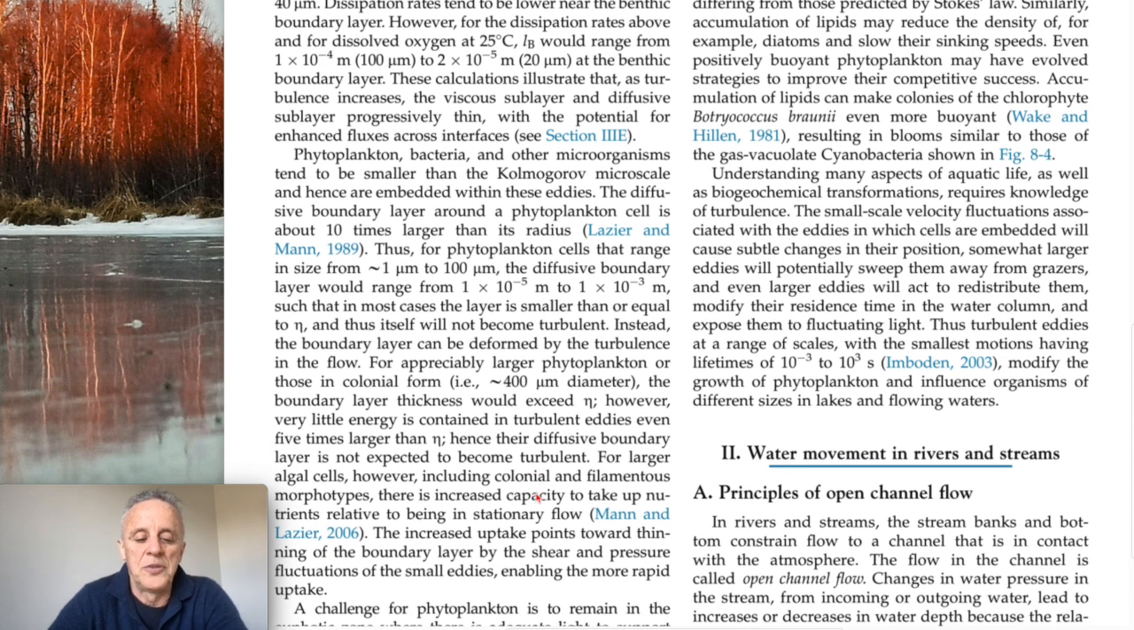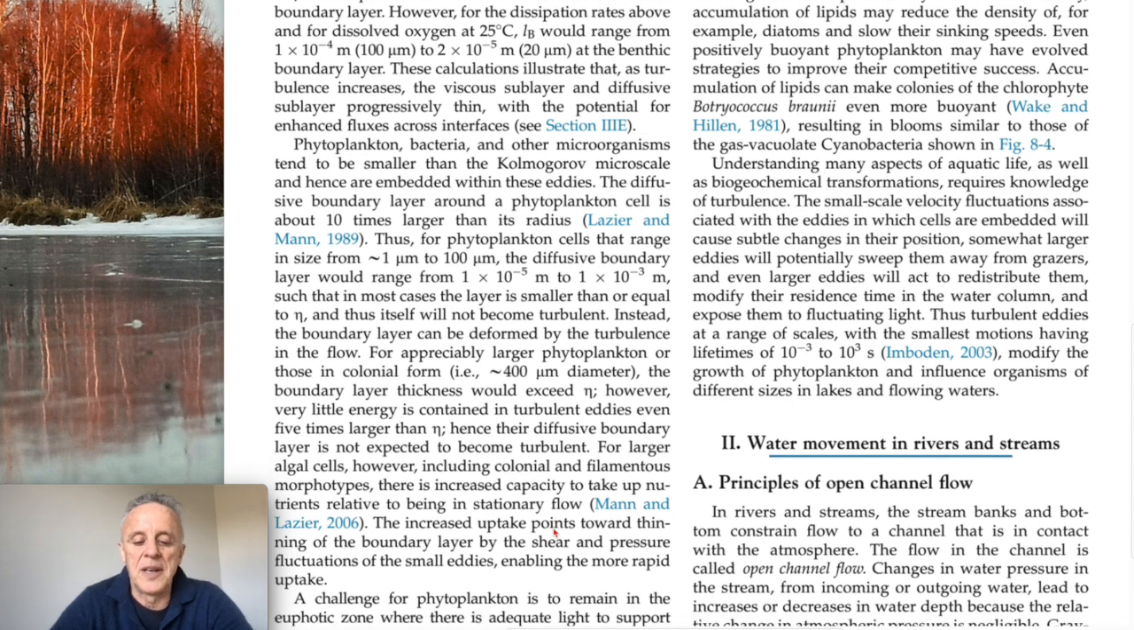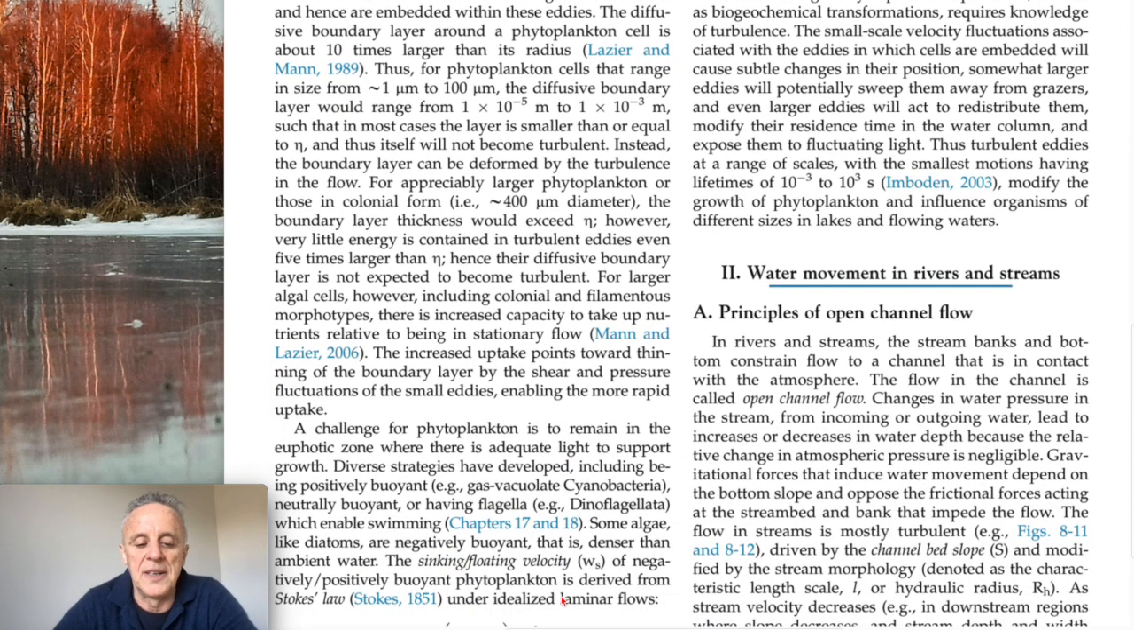For larger algal cells, however, including colonial and filamentous morphotypes, there is an increased capacity to take up nutrients relative to being in stationary flow. The increased uptake points toward thinning of the boundary layer by the shear and pressure fluctuation of the small eddies, enabling the more rapid uptake.